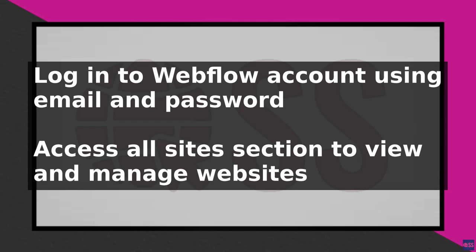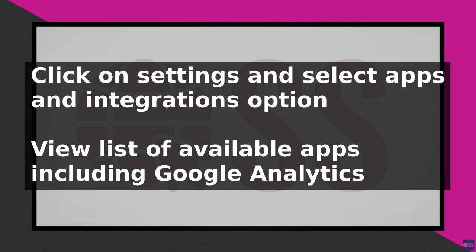Once logged in, access your account and navigate to the All Sites section, where you can view the sites you are working on. If you want to integrate HubSpot with one of these sites, click on the three dots next to the site and select Settings.